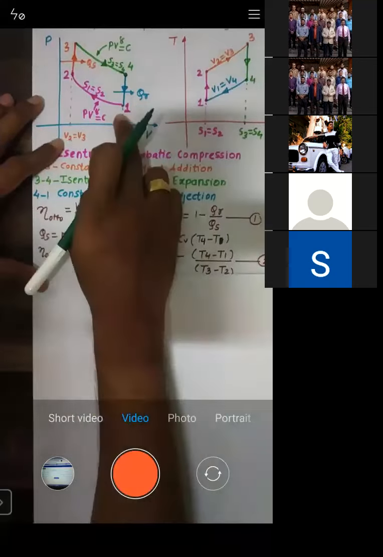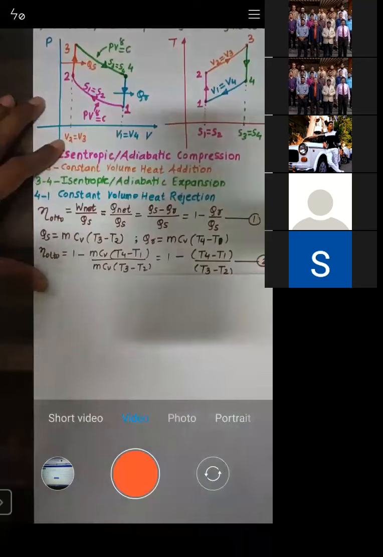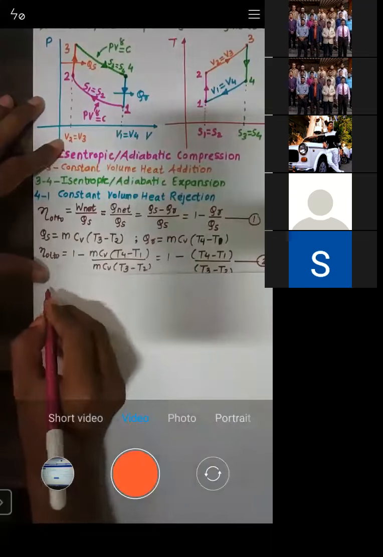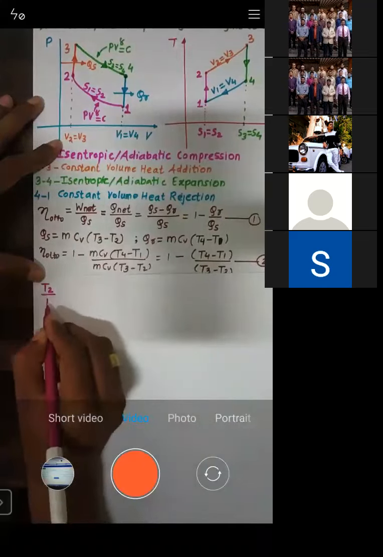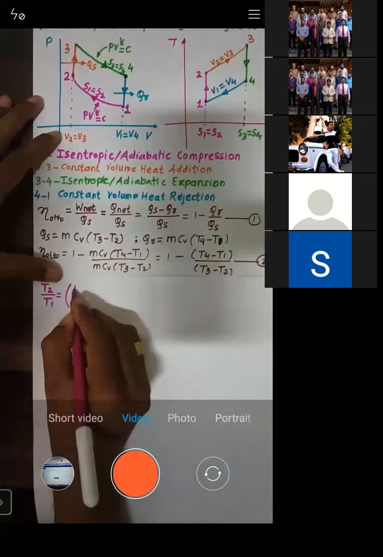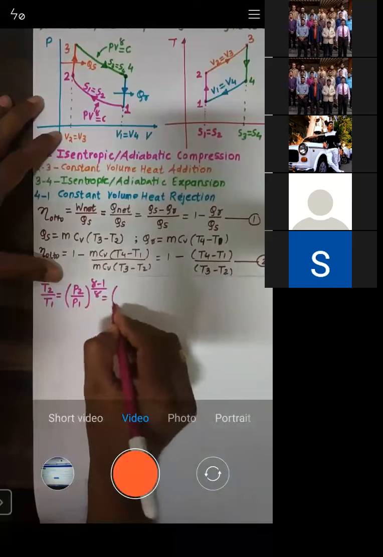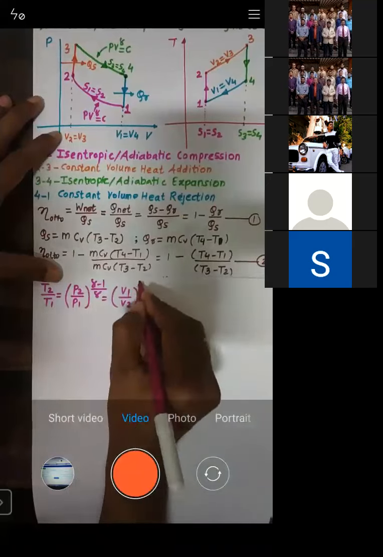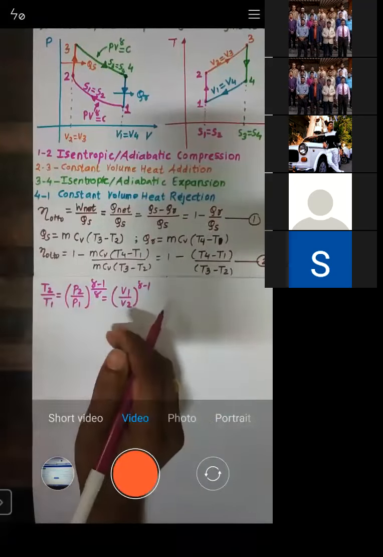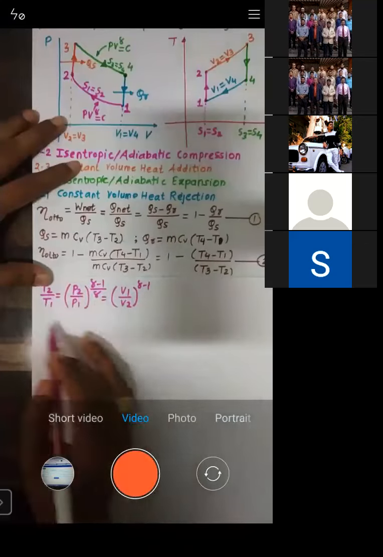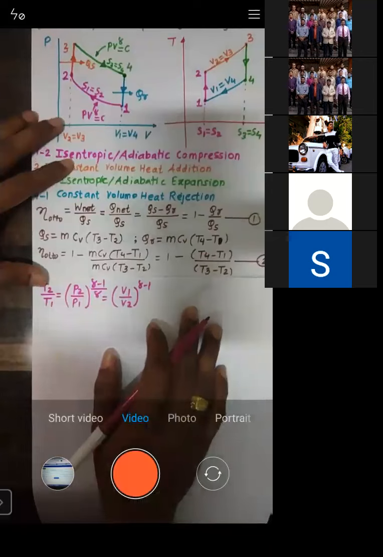When we see the process 1 to 2, it's an isentropic compression. So we can write the law as T2 by T1 is equal to P2 by P1 raised to power gamma minus 1 by gamma, which is equal to V1 by V2 raised to power gamma minus 1. We have seen this in the first chapter. This is applicable only for isentropic or adiabatic processes.